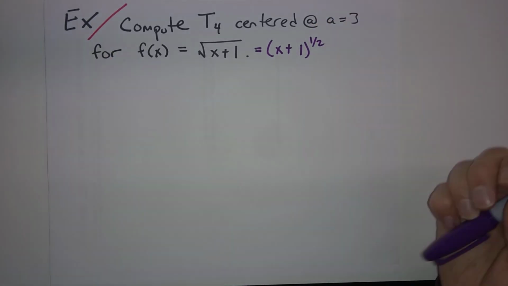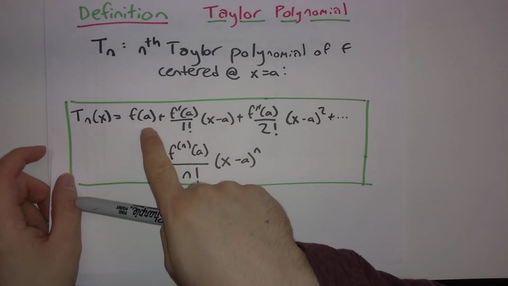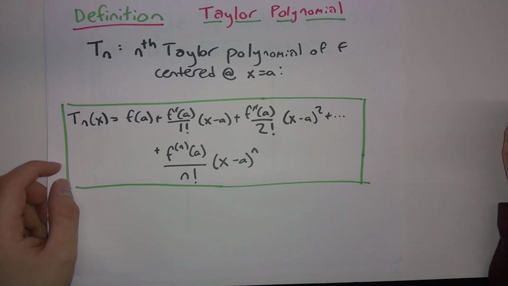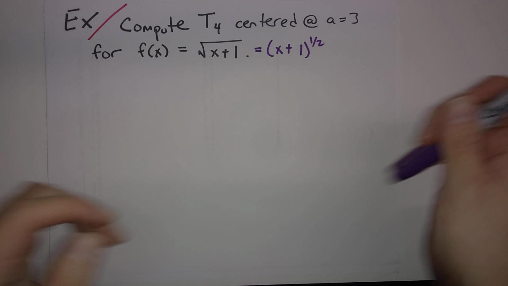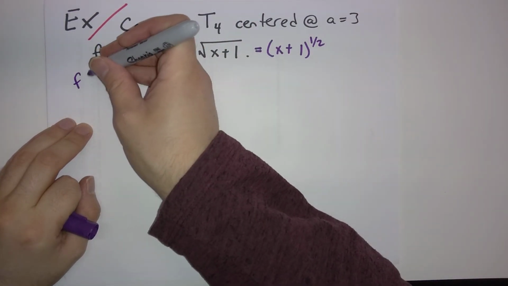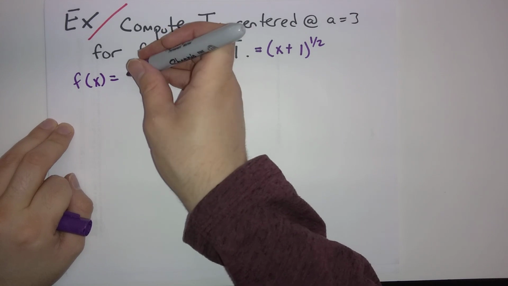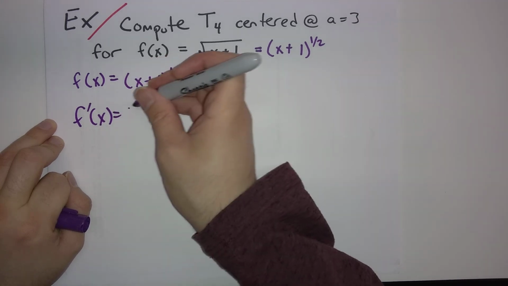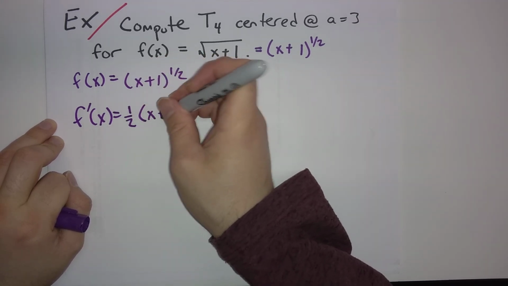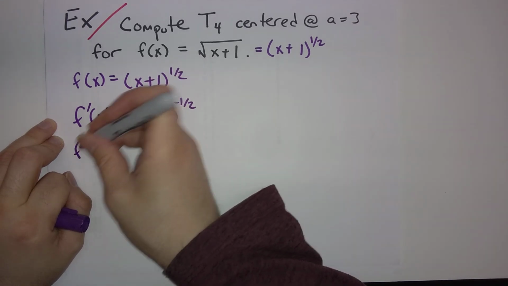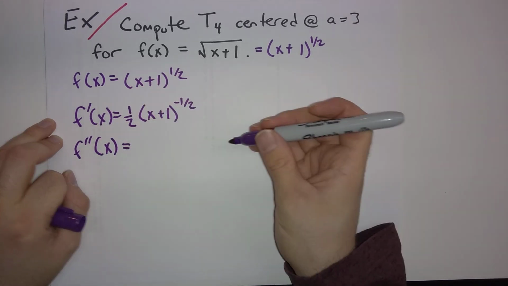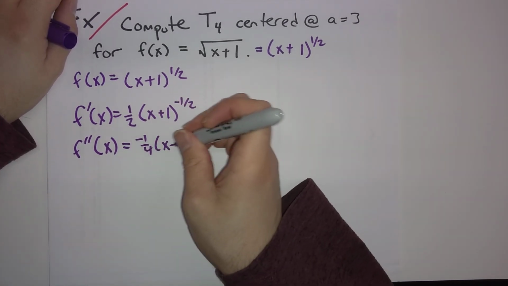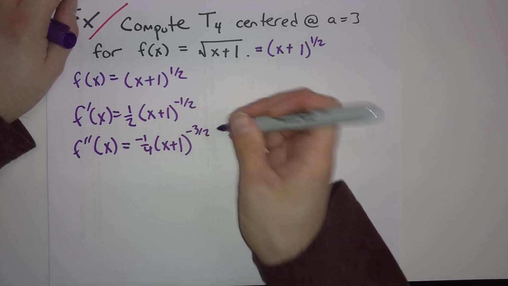Okay, so we know that we're going to want to plug in a, which is 3, into f prime, f double prime, f triple prime, and f quadruple prime. So let's start off by computing derivatives. We'll make a nice little table here. f of x is (x plus 1) to the 1/2. f prime of x is 1/2 (x plus 1) to the minus 1/2. f double prime of x is, bring down that minus 1/2 to get minus 1/4, (x plus 1) to the minus 3/2.